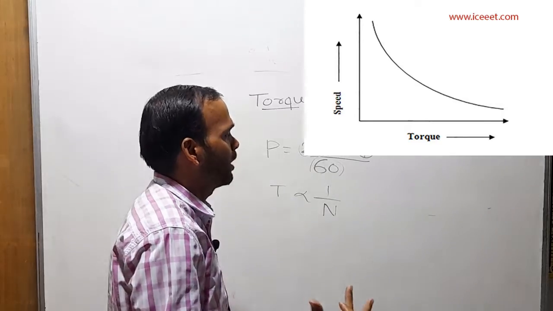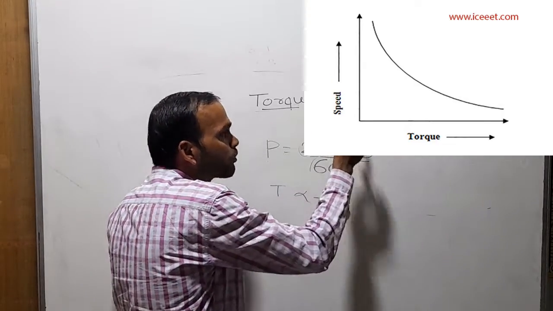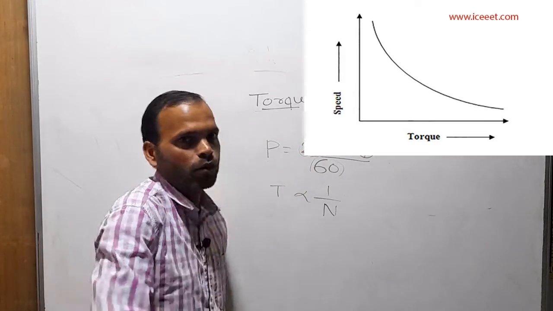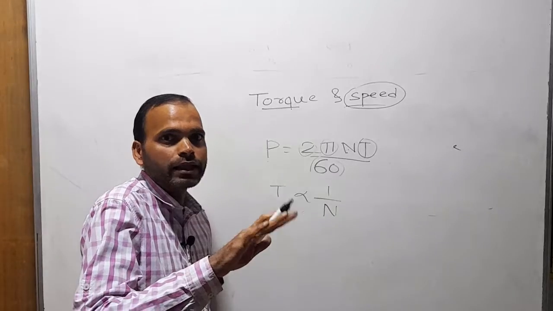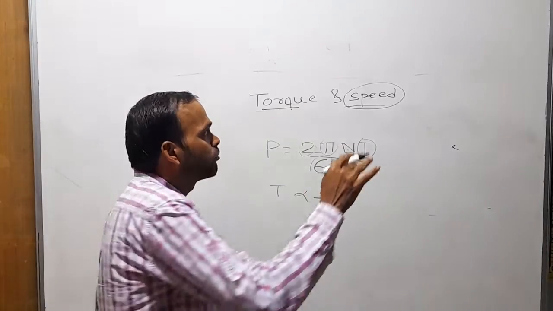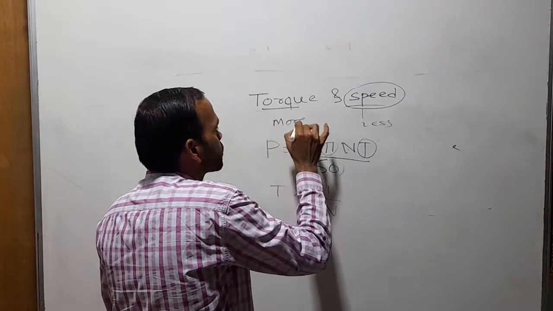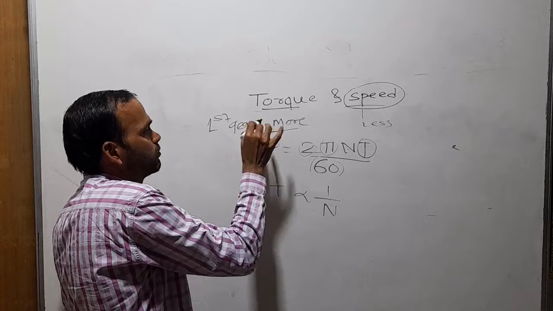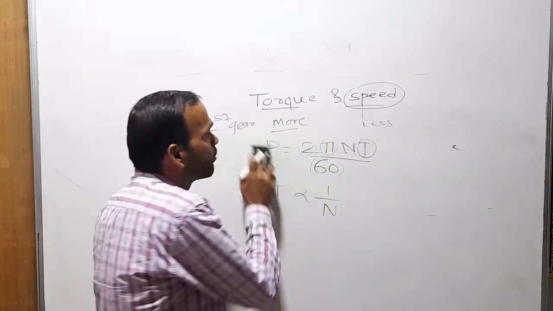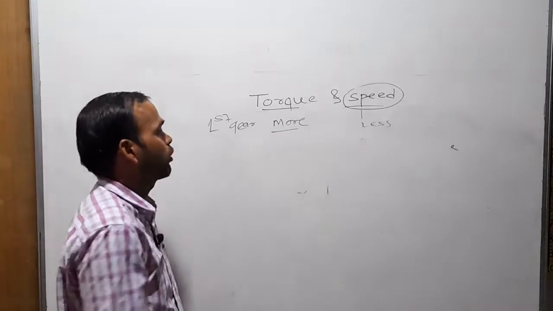So, what does that mean? It is a very simple meaning. That is why torque and speed are very important in an automobile gearbox. Why is it so? When we put a vehicle in first gear, at that time we get less speed but more torque. In first gear, we get less speed and we get more torque.